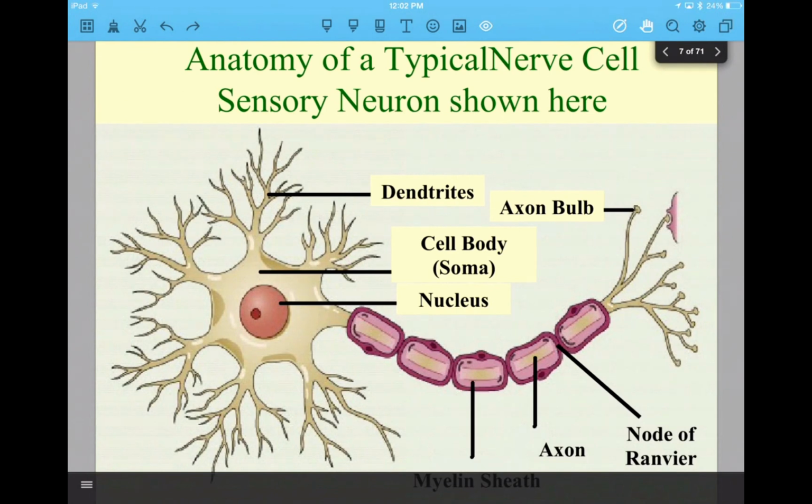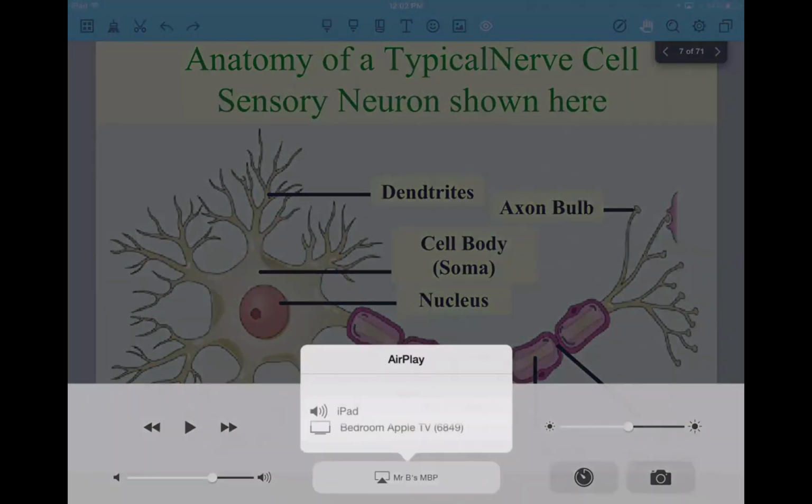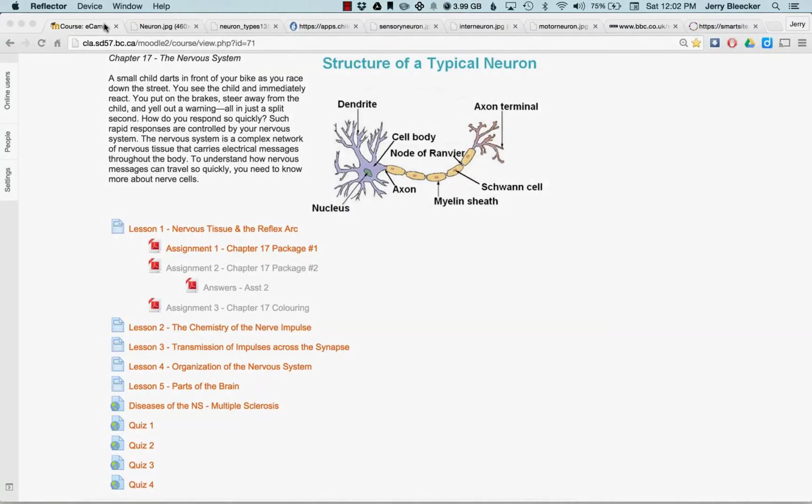So I'm just going to leave AirPlay for a second, and I want to talk about the anatomy of a neuron, a nerve cell. And you are seeing the better parts of it here, but I've got a few animations to show you. There we go.